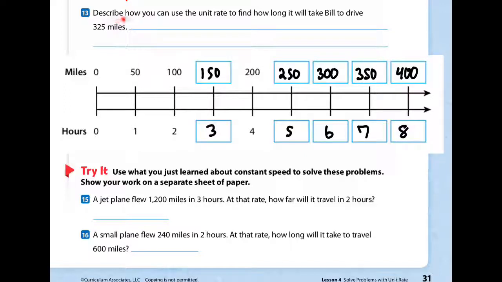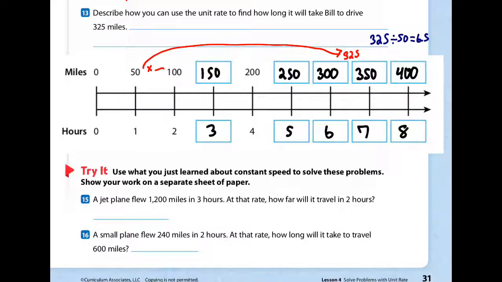So number 13 says, describe how you can use the unit rate to find how long it will take Bill to drive 325 miles. Okay, so let's go over how I would do this one. So the first thing I would do is to get to 325 miles. Remember, it's going to be right about here. I want to use my unit rate. I want to figure out how to get 50 to 325. In other words, 50 times what is 325? Now, I don't know that right off the top of my head, but here's what I can do to figure it out. I can do the opposite. I can do 325 divided by 50, which is 6.5.